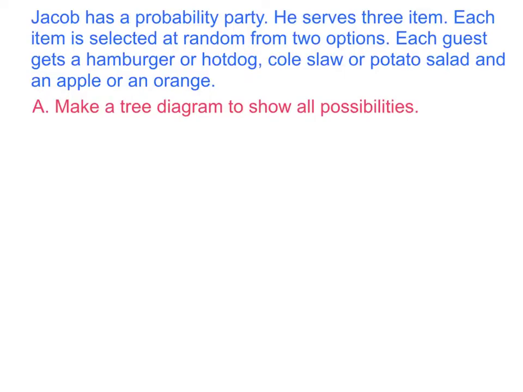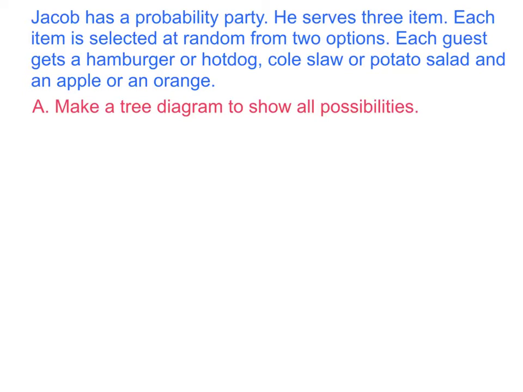So the first one says, Jacob has a probability party. He serves 3 items. Each item is selected at random from 2 options. Each guest gets a hamburger or a hot dog, coleslaw or a potato salad, and an apple or an orange. Make a tree diagram to show all possibilities.